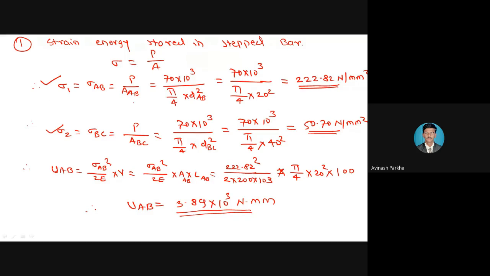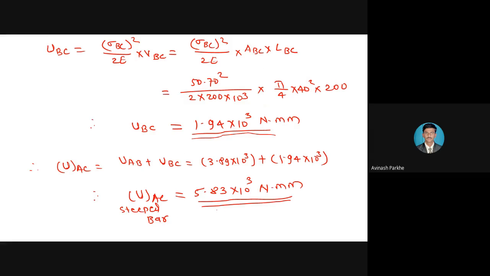By using the formula P upon A, stresses are calculated. I have kept that particular stresses in the strain energy. I have calculated the strain energy for section number 1. Similarly, I have calculated strain energy for the section number 2, and then I have made the addition. Total strain energy is equal to U of AB plus U of BC. So this will be the total strain energy for the non-uniform bar, that is stepped bar.